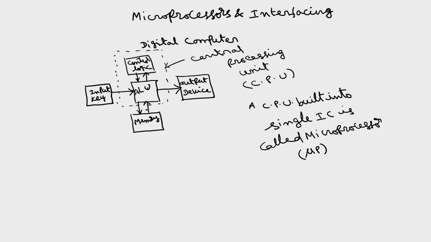So, what is the generation of these microprocessors? The first microprocessor was Intel's microprocessor. In this course I am going to discuss only Intel's microprocessors. The first microprocessor that was manufactured by Intel is the 4004 in the year 1971, and this is a 4-bit microprocessor.